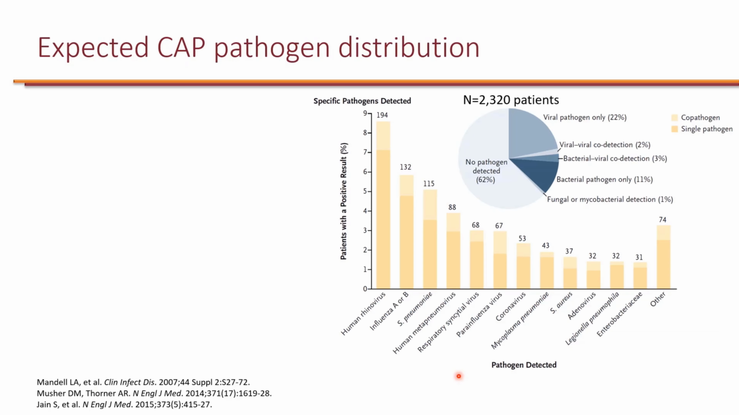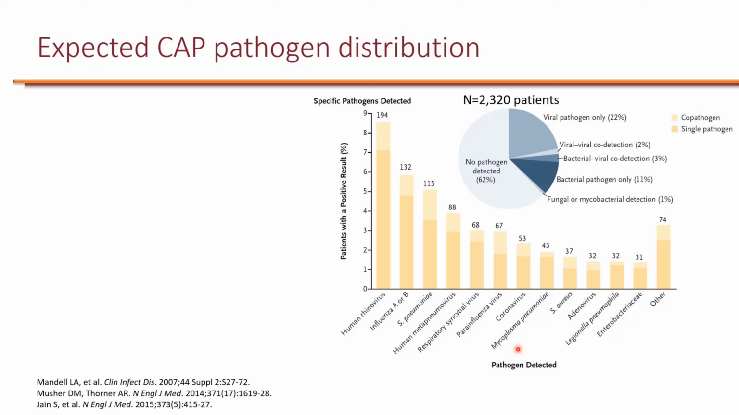Now let's take a look at the CDC EPIC study that was published in 2015. It was a population-based surveillance study for community-acquired pneumonia requiring hospitalization among adults 18 years of age or older in 5 hospitals in Chicago and Nashville.